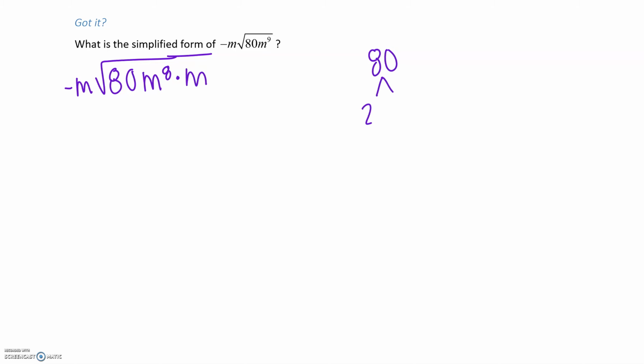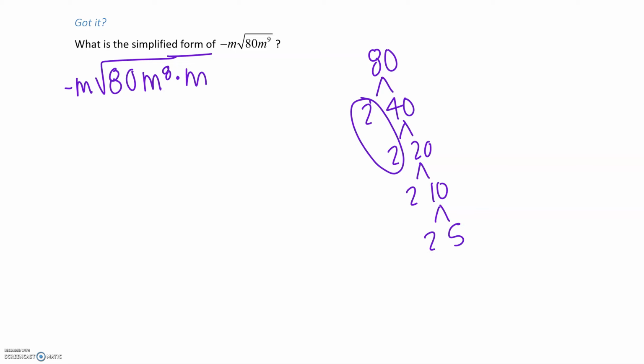Okay, let's go ahead and work on the got it problem. So for this problem, we've got negative m on the outside, and we've got square root of 80 m to the 8th times m. So we're going to go ahead and factor that 80 out. So we've got 2 times 40, just 2 times 20, just 2 times 10, just 2 times 5. Okay, so our pairs of numbers, we've got these 2's right here, and we're left with this 5 on the inside.